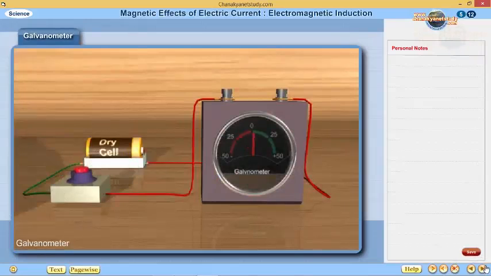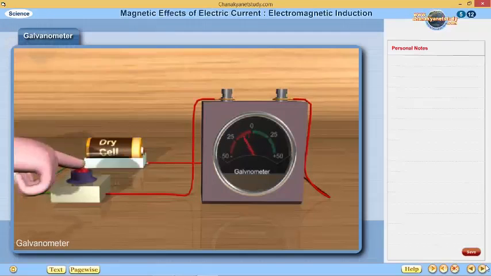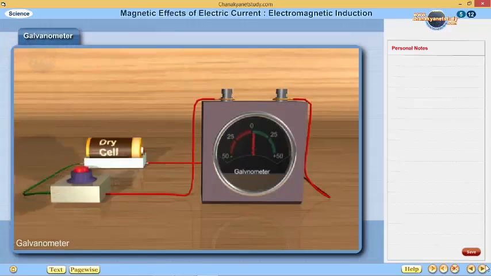Galvanometer. A galvanometer is an instrument which is used to detect the presence of current in a circuit. If the current in a circuit is zero, the galvanometer will show zero deflection or no deflection. The deflection is either side of the zero mark depending on the direction of the current.